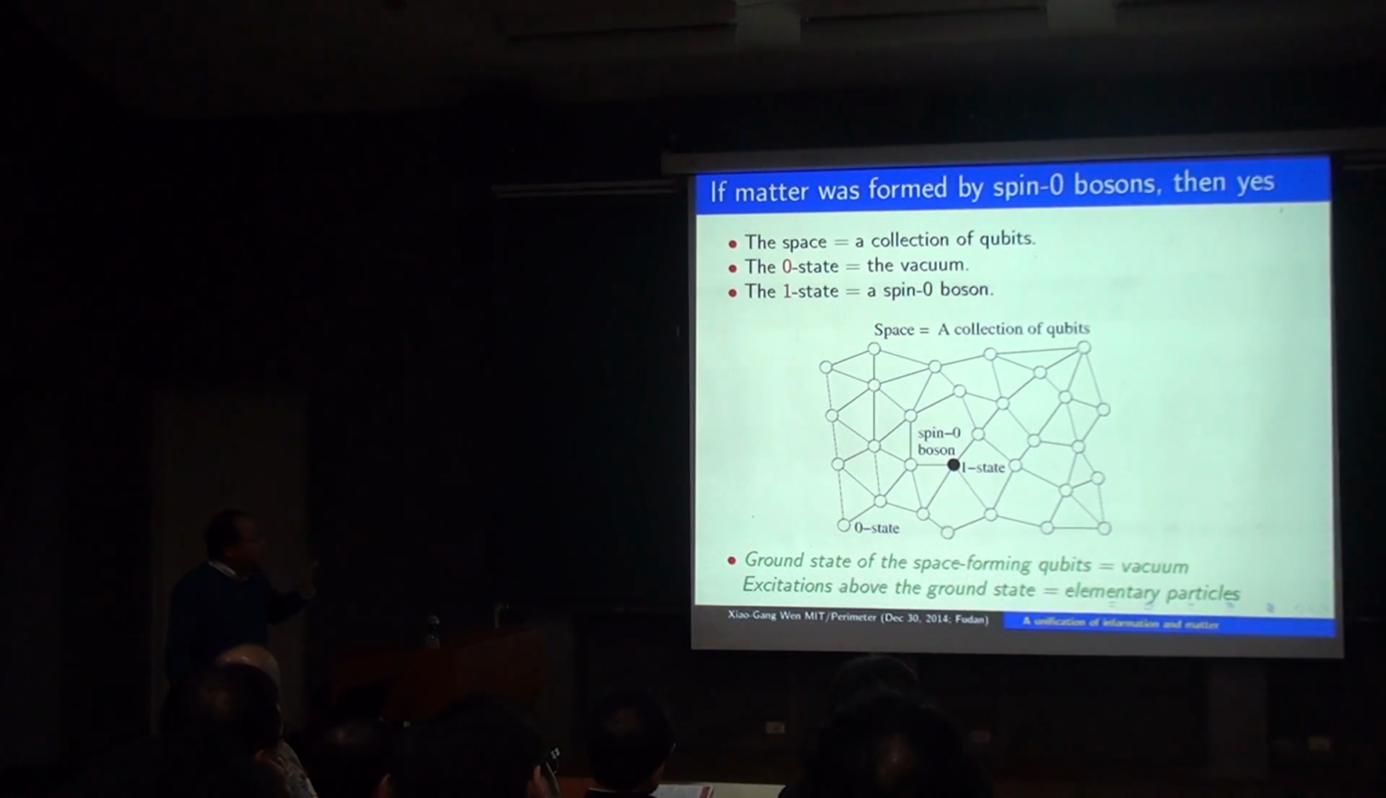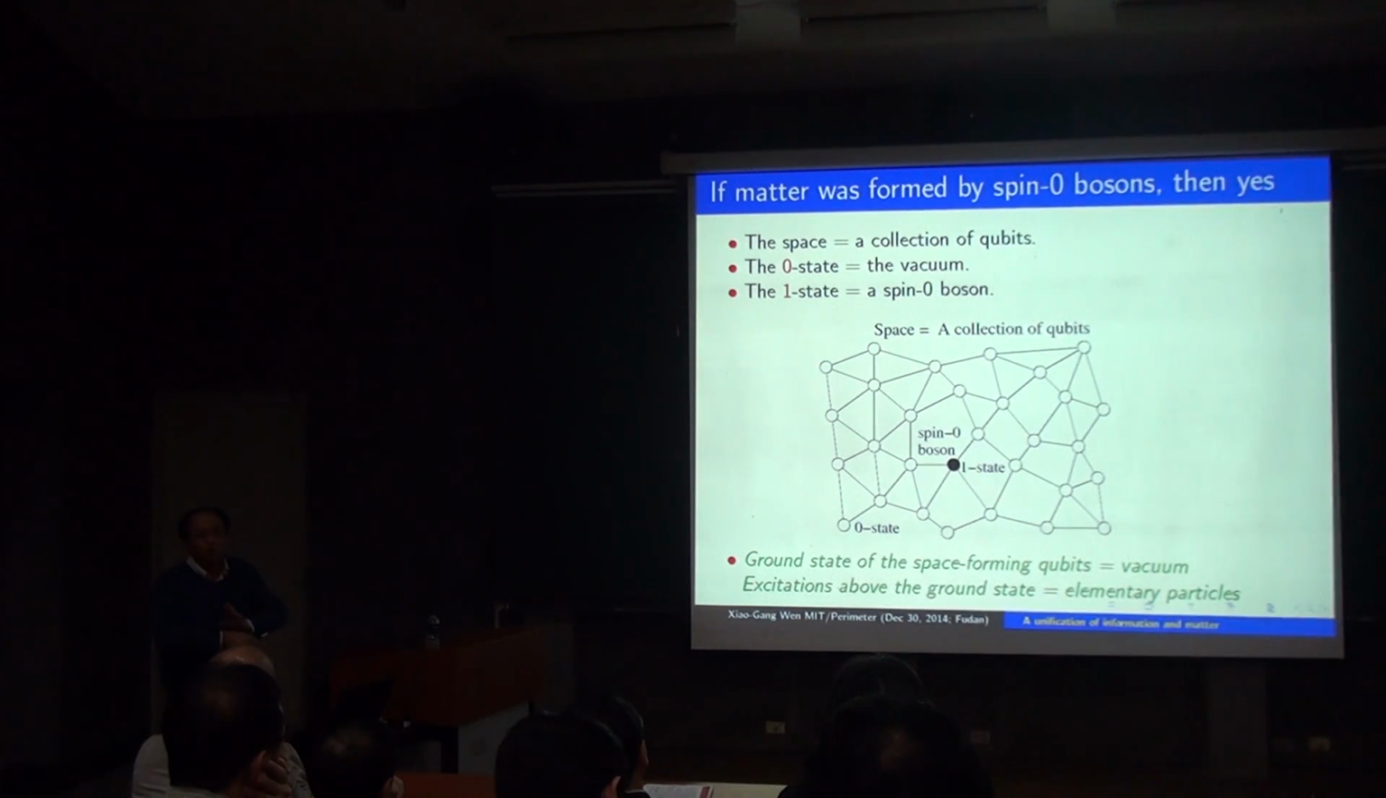And this qubit one can move around, like the spin zero boson moving around. So therefore, using this picture, we can easily obtain identical particles. Actually, these spin zero bosons are identical particles. So if our world has only one kind of elementary particle, which is the spin zero boson, then we can say that maybe our world is an information world. The space is formed by qubits, and the excitation is from 0 to 1. This kind of excitation represents the elementary particle in that universe. So then everything would be fine.